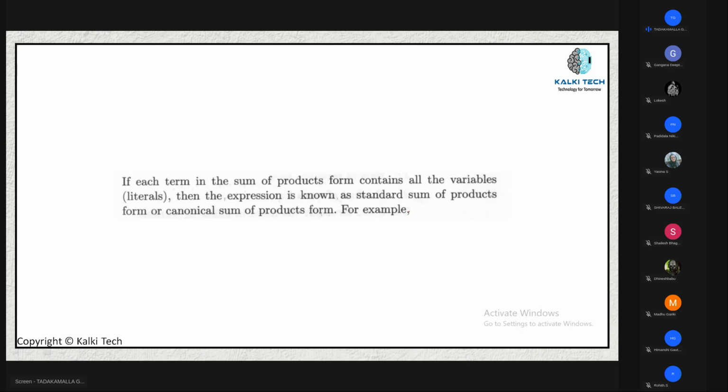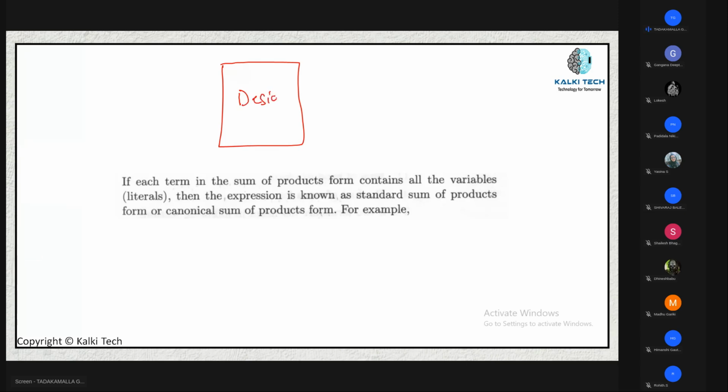If each term in the sum of product form contains all the variables or literals, then the expression is known as standard sum of products form or canonical form. For example, let's have a design like this.